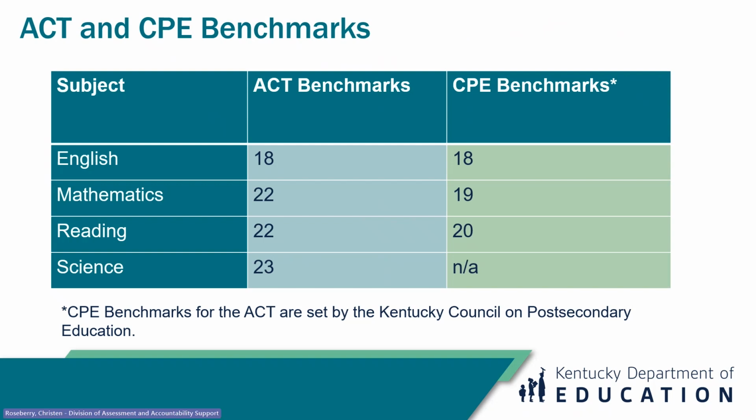When students receive the ACT score reports, they will contain ACT benchmarks. For accountability purposes, KDE will use the benchmarks established by the Council on Post-Secondary Education. For example, if a student receives a 21 in reading, the student did not meet the benchmarks for ACT. However, the student did meet the KDE accountability benchmark set by the Council on Post-Secondary Education.